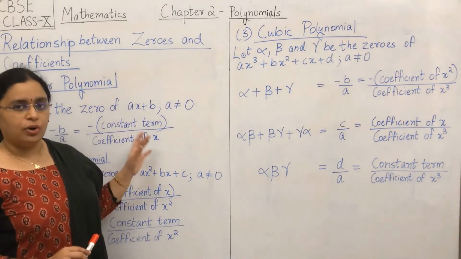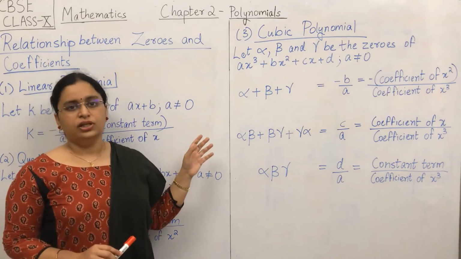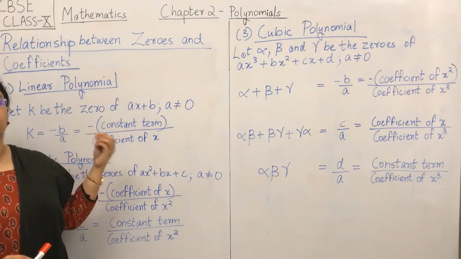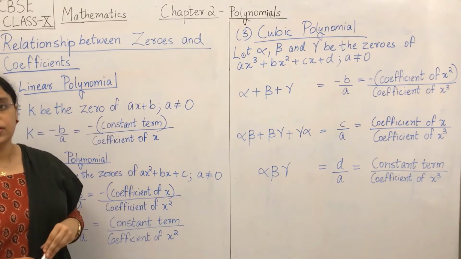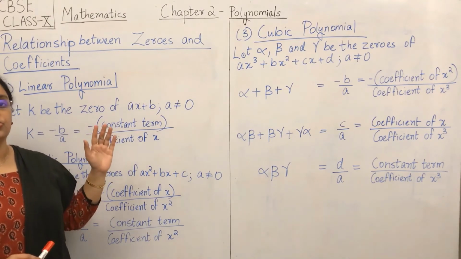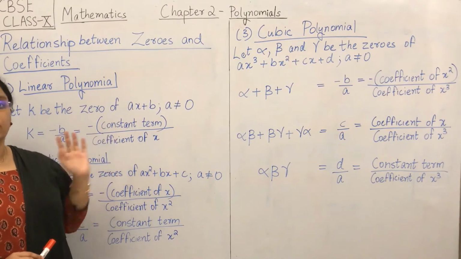So these are very important for problem solving. If we are given a polynomial, we need to find the number of zeros. We can use these formulas to find the relationship between the zeros and the coefficients.